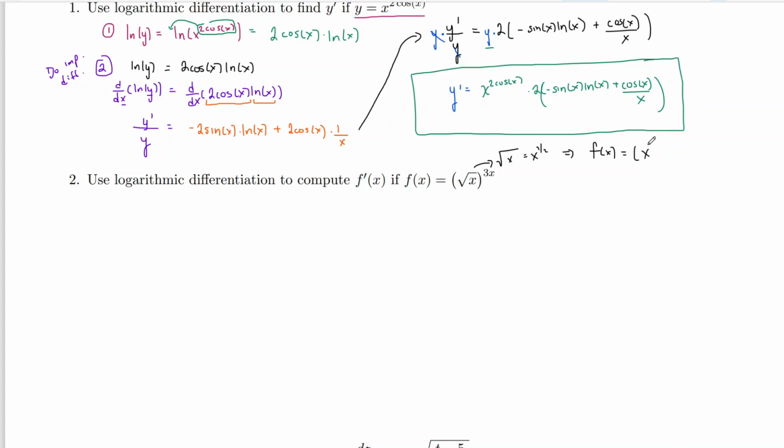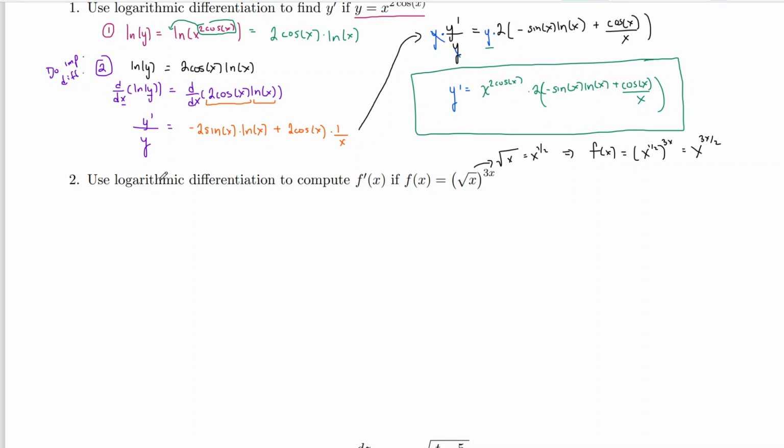So when I plug this in, we get f of x equals square root of x is x to the 1/2. That's to the 3x power. And our derivative rules say multiply the exponents here. Well, 1/2 times 3x would be 3x over 2. And I would do the derivative of this. This is going to be much simpler than doing the derivative of this just because you don't have to worry about the radical anymore. It's already taken care of.